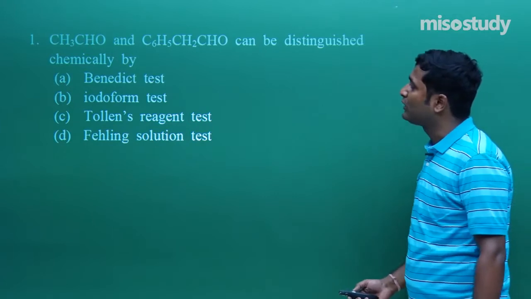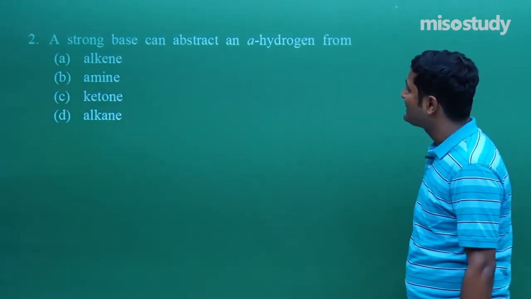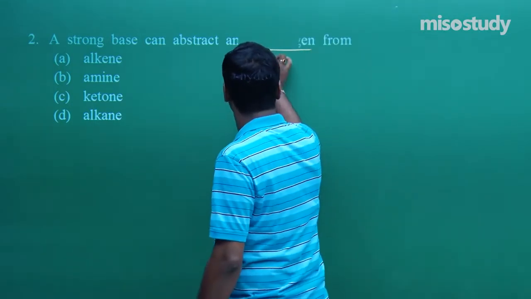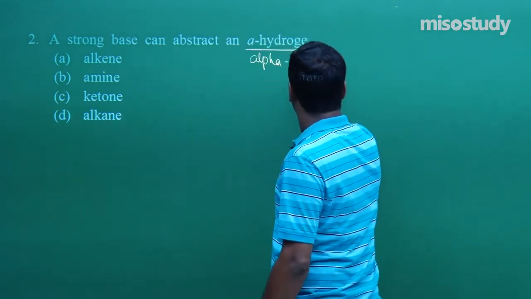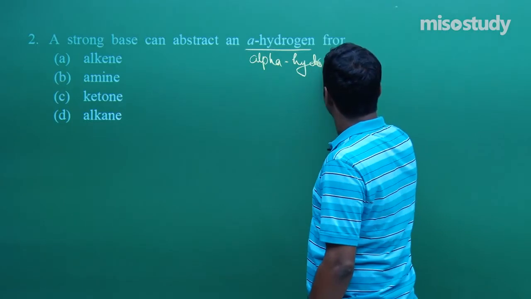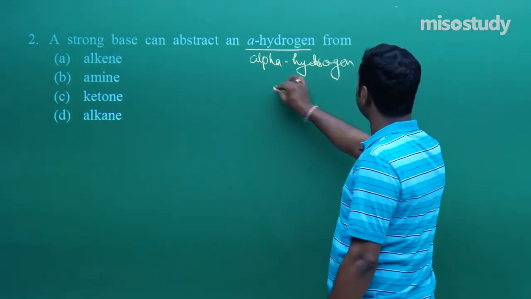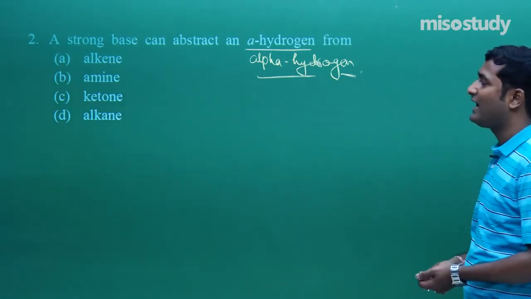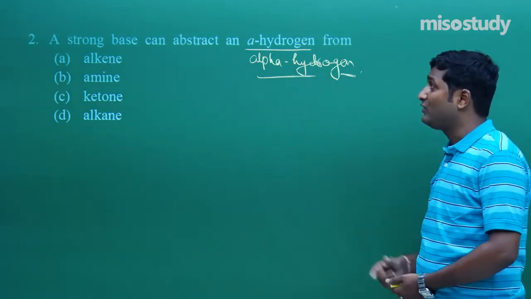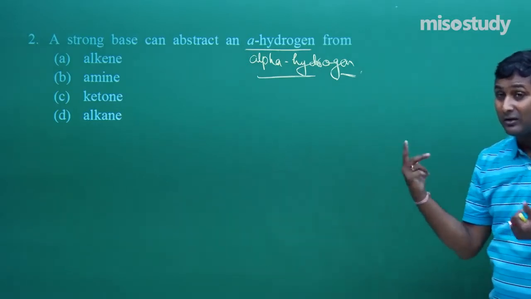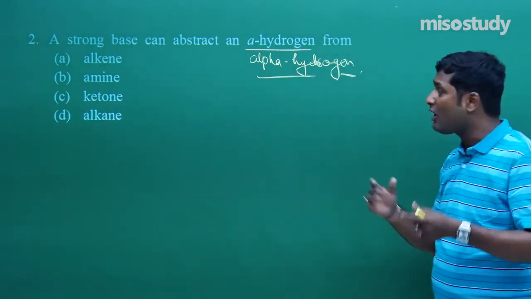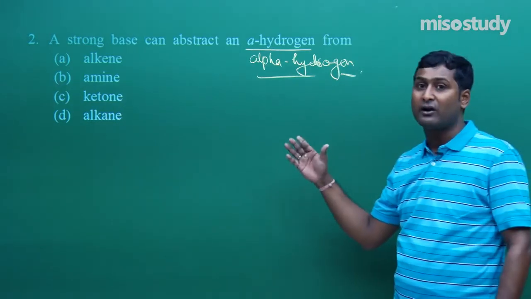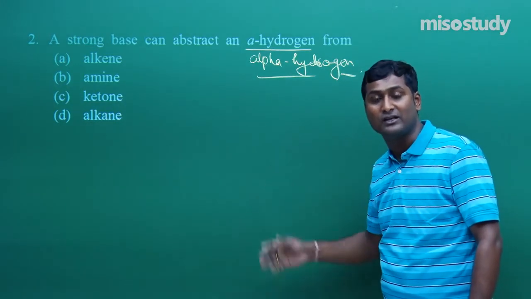Now let's move to question number 2. A strong base can abstract an alpha hydrogen. This is alpha hydrogen. Clear to you? What is given here? A strong base can abstract an alpha hydrogen from, as we know, just recall your memory. That means to say they are talking about aldol condensation.